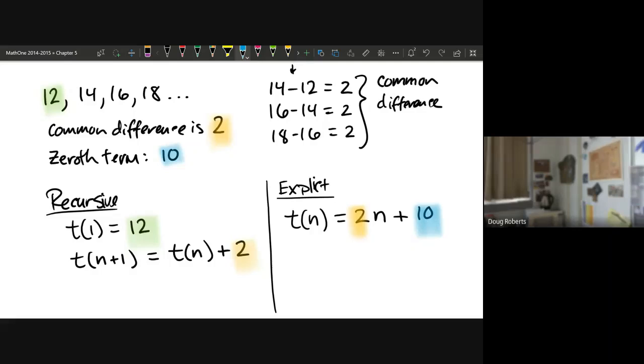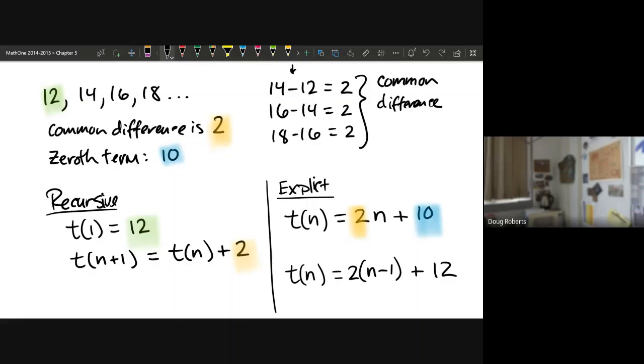There's another way we can write this that uses the first term. Some people like this notation better. I see both often on the internet. So this is another way you can write it, an alternate definition of the explicit rule. To get to any term you want, you're going to take 2, and you're not going to multiply by n. You're going to multiply by n minus 1. But then you get to add the first term instead of adding the zeroth term.